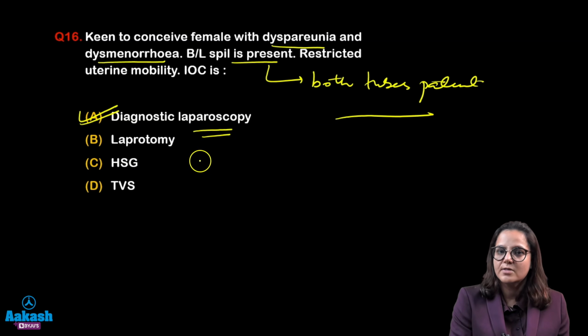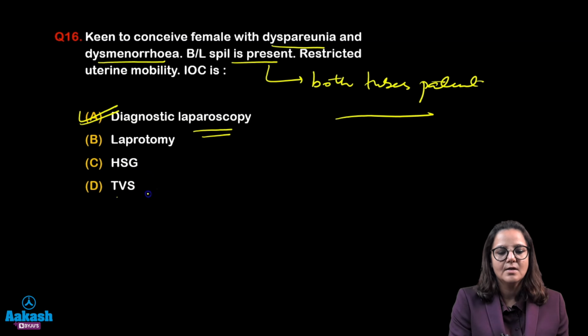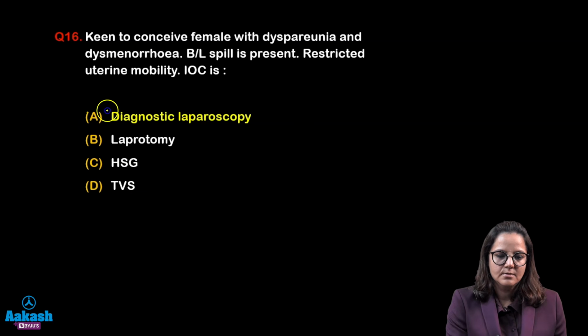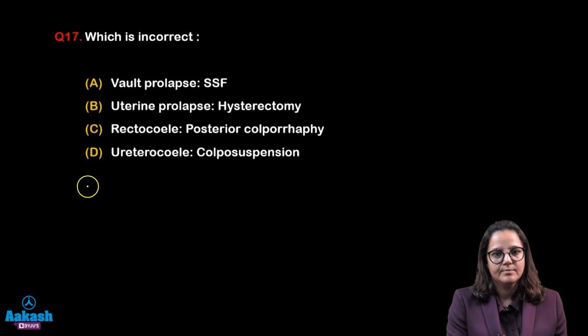Therefore we'll go for diagnostic laparoscopy. HSG, is it required? No, because it has already been mentioned that it has a bilateral spill. TVS again will not give us much clue as to what is happening inside. So this is our answer.